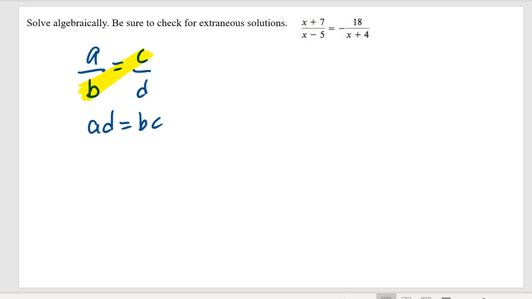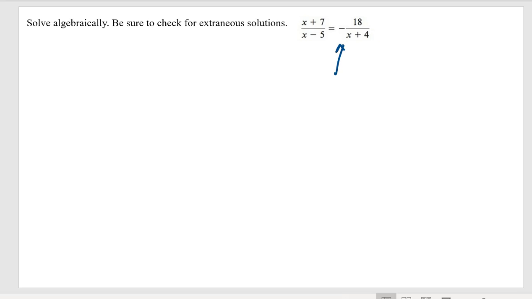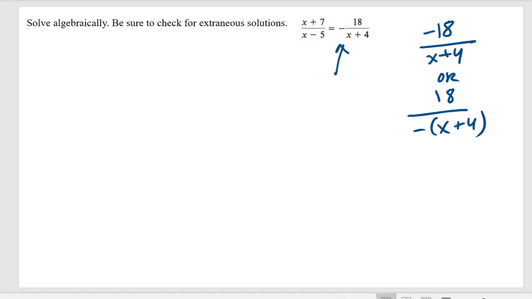So let's apply this to our equation. Now, before I start, I'm going to mention that I have a minus in front of this right side, and it's a fraction. And so oftentimes people are confused what to do. Now, when you have a minus, you can put it in the numerator, or you can put it in the denominator. But you cannot put it in the numerator and the denominator. You can choose either one. So let's just, for this problem, stick it in the numerator.